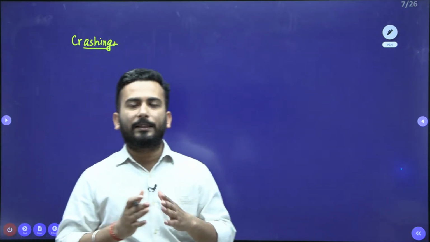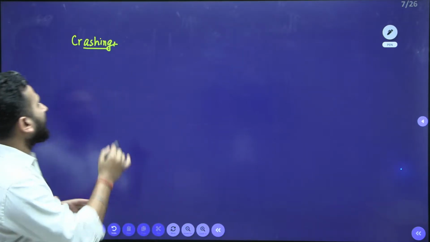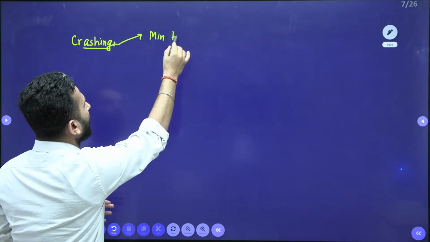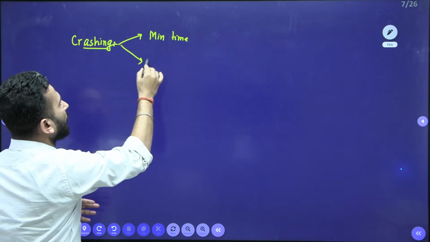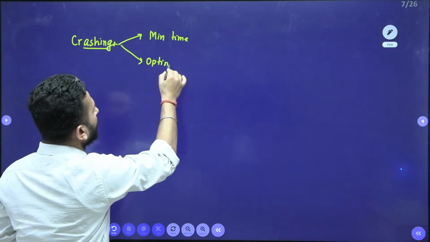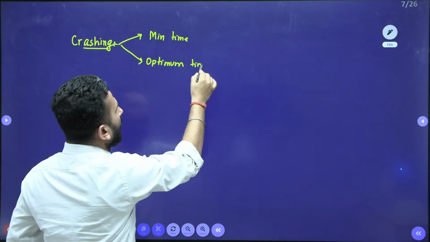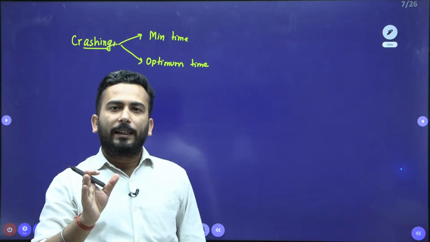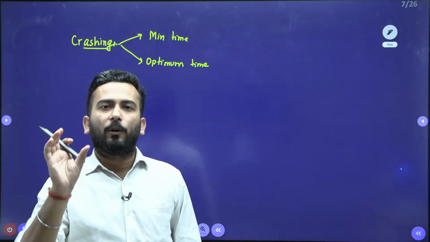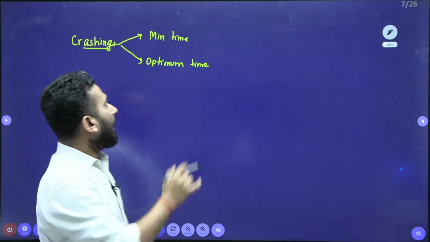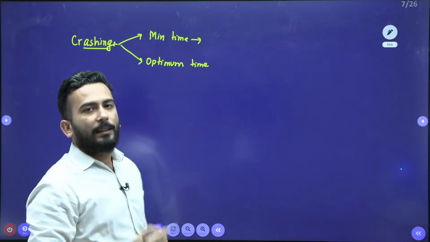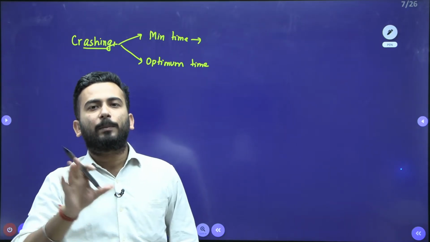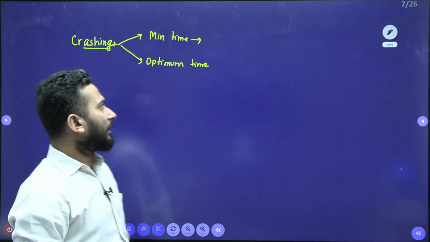See, they can ask you two things in crashing. One is the minimum time and one is the optimum time. What is the meaning of optimum time? Optimum time means the time till which you will crash and you are getting the lowest cost, least cost. And what is minimum time? Minimum time is the time till which you can crash the project irrespective of the cost. These two things they will ask.